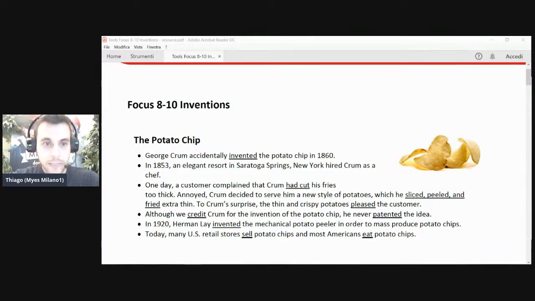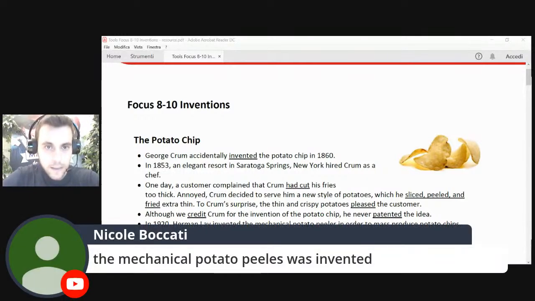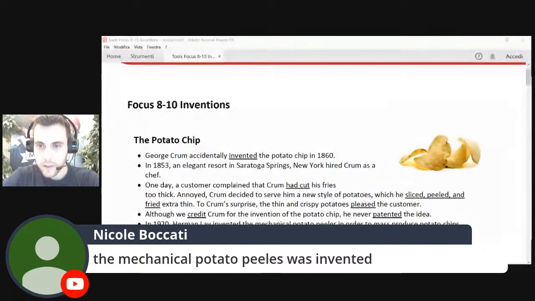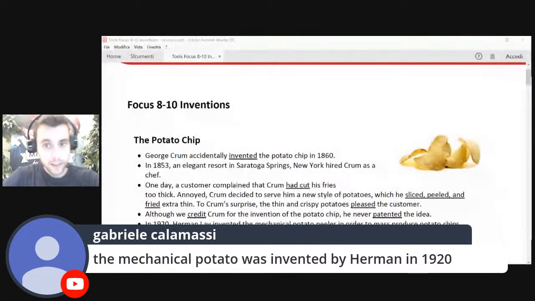So we have in 1920, the mechanical potato peeler was invented in order to mass produce potatoes. Yes, exactly. Just a little typo there, peeler, but yeah. Good. I would just add a peeler there, Gabriele. Okay, so not the mechanical potato, although that would be cool, but the mechanical potato peeler.